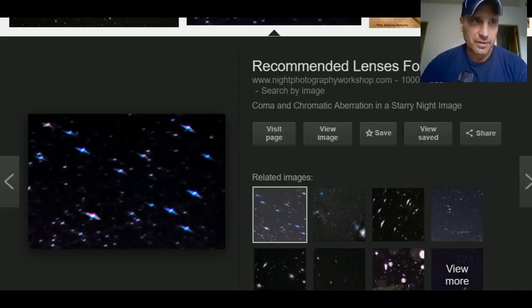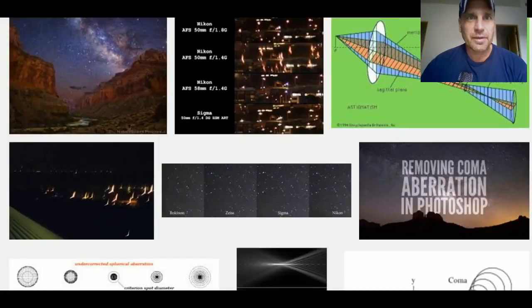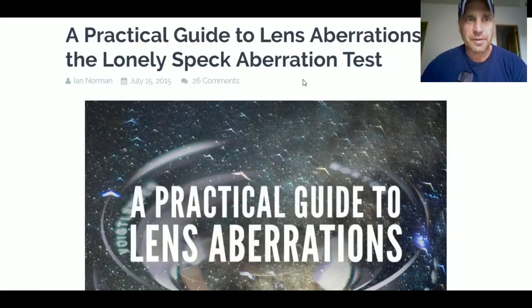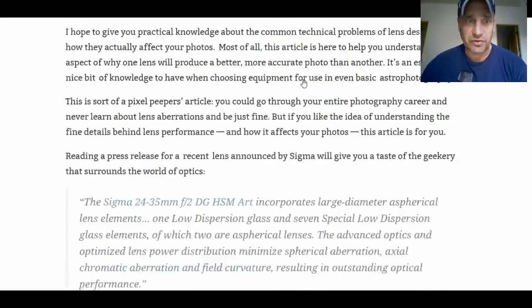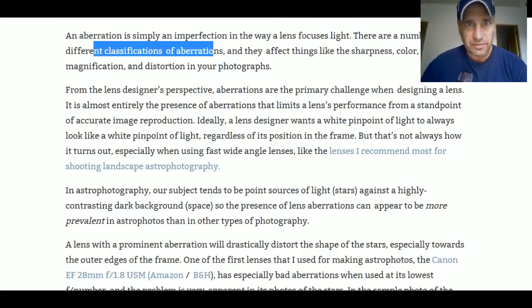Let me find that tab. It's somewhere around here. Bear with me. There we go. A practical guide to lens aberrations, the lonely speck aberration test. Aberration, simply an imperfection in the way a lens focuses light. Number of different classifications of aberrations.